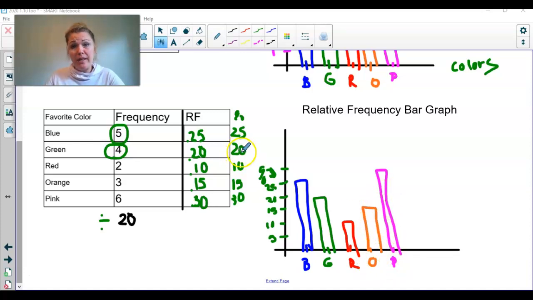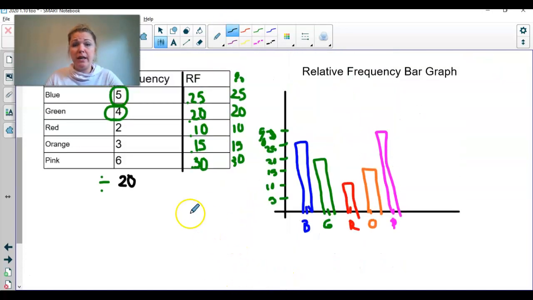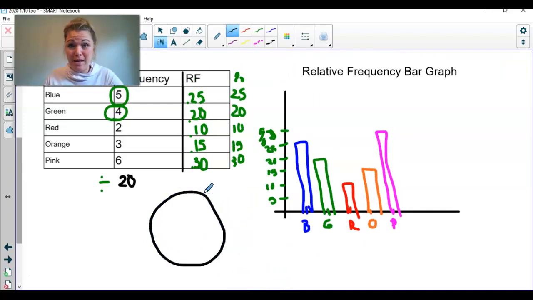Now, one other way to display categorical variables is a pie graph. So what I could do is look at this relative frequency here. And I'm not going to make you do this because technically to do this, you need a compass and a protractor to make it the right way, or you can use a computer program. Obviously, when you're older, you might do that if you work in this kind of industry, but that's not a standard right now for you to make a pie graph. You just need to know that a pie graph can be used to display categorical variables.